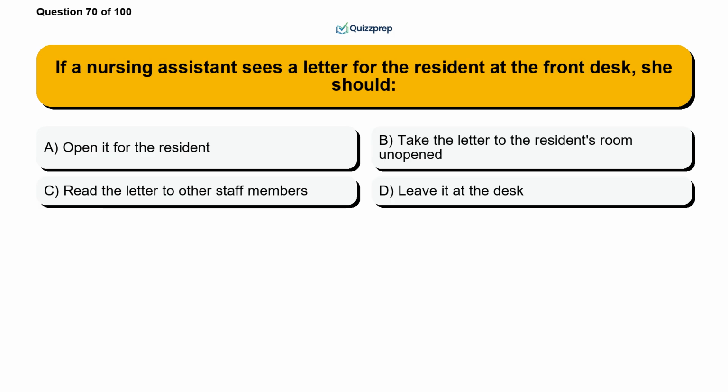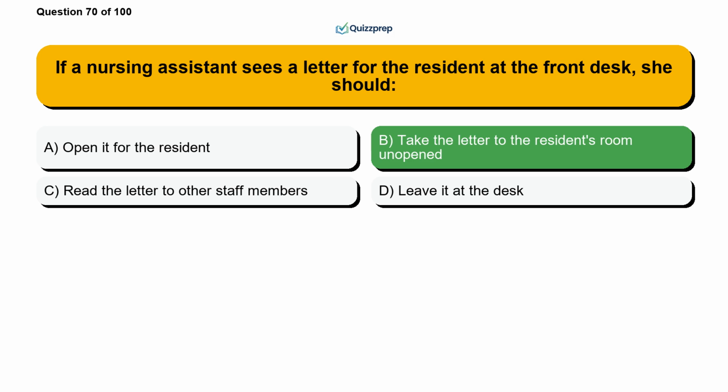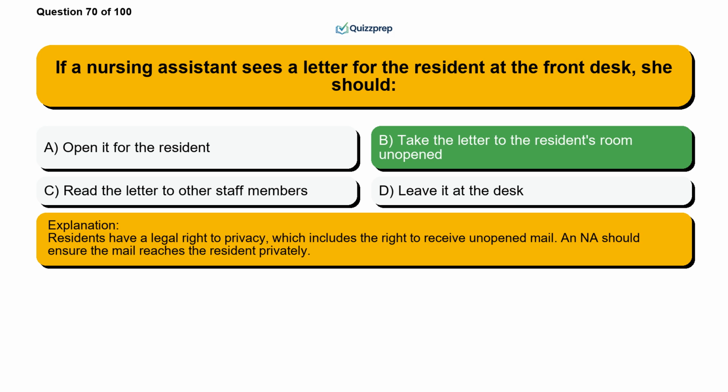Question 70. If a nursing assistant sees a letter for the resident at the front desk, she should option A, open it for the resident, option B, take the letter to the resident's room unopened, option C, read the letter to other staff members, option D, leave it at the desk. The correct answer is option B, take the letter to the resident's room unopened. Residents have a legal right to privacy, which includes the right to receive unopened mail, and NA should ensure the mail reaches the resident privately.